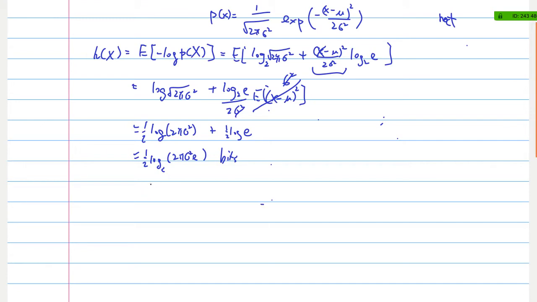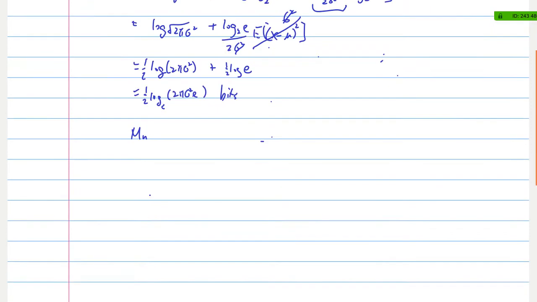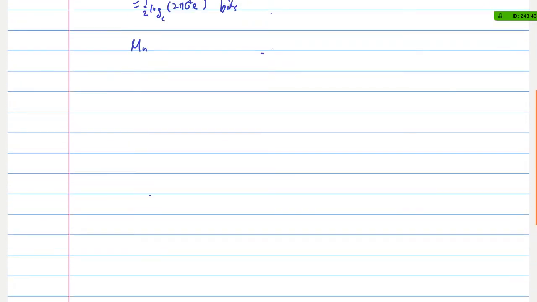Let's consider the multivariate Gaussian, or multivariate normal. I have enough space.